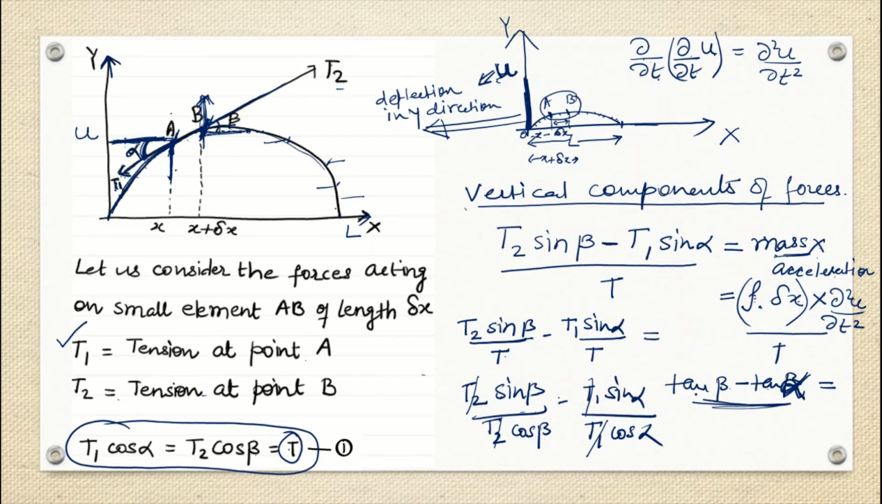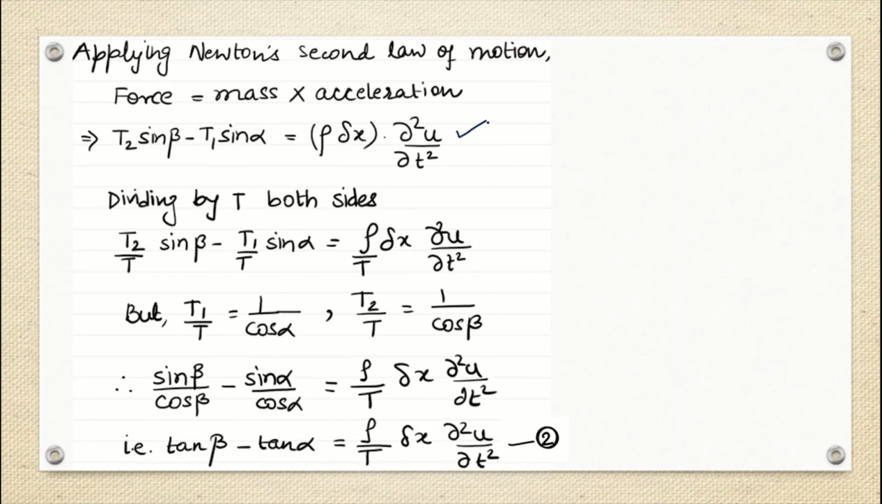That means the difference between the slope at point B and point A. What is my tan beta and what is my tan alpha? We know that tan alpha is nothing but the slope of the string at point A. Similarly, tan beta is the slope of this string at point B. So the left hand side says tan beta minus tan alpha, the difference of slope between points B and A, and the length between B and A is this delta x.